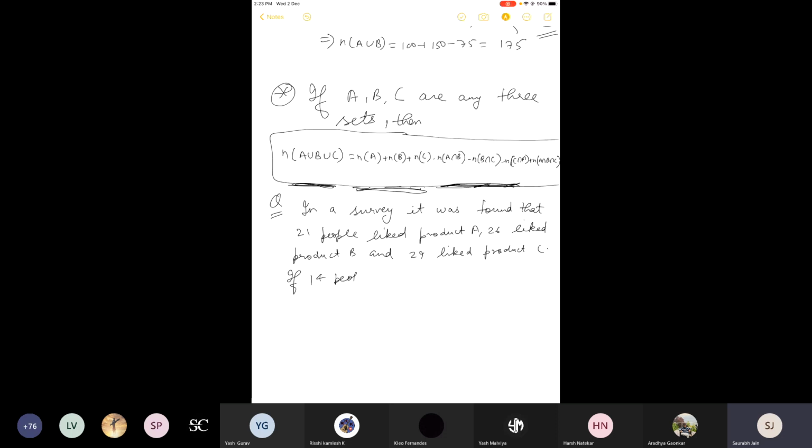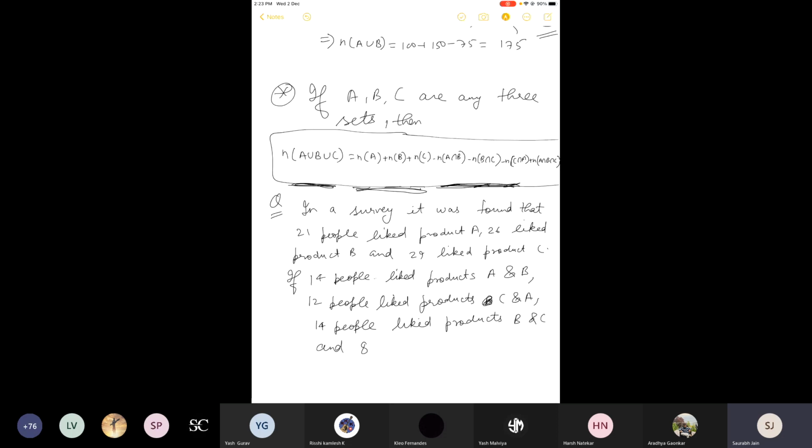If 14 people liked products A and B, we will learn the Venn diagram with the help of this question only. 14 people like products A and B. That means there is an intersection between A and B. Note this thing. 12 people like products C and A, and 14 people like products B and C. And 8 liked all of them.